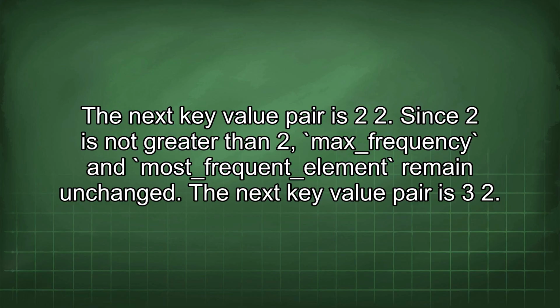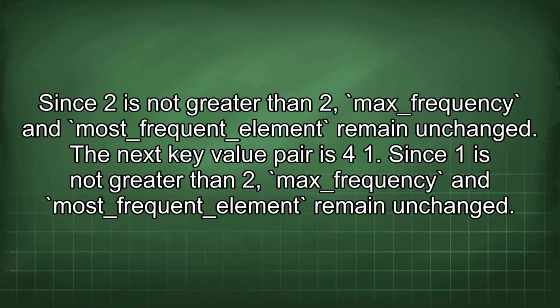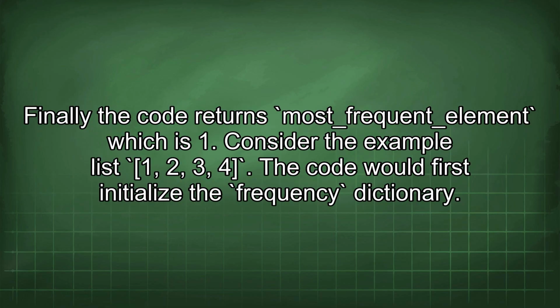The next key value pair is 3, 2. Since 2 is not greater than 2, max frequency and most frequent element remain unchanged. The next key value pair is 4, 1. Since 1 is not greater than 2, max frequency and most frequent element remain unchanged. Finally, the code returns most frequent element, which is 1.